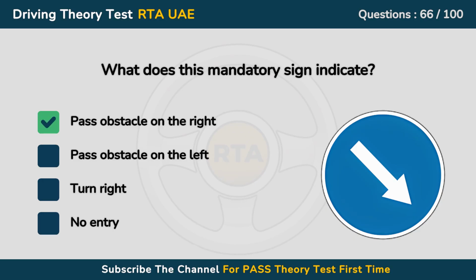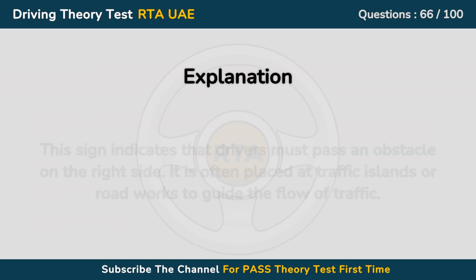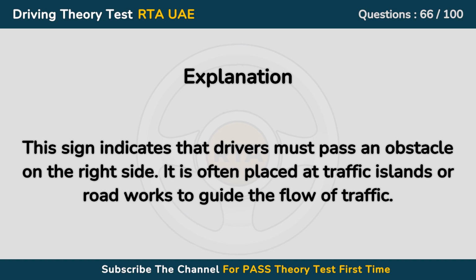Answer is A. Pass obstacle on the right. This sign indicates that drivers must pass an obstacle on the right side. It is often placed at traffic islands or roadworks to guide the flow of traffic.